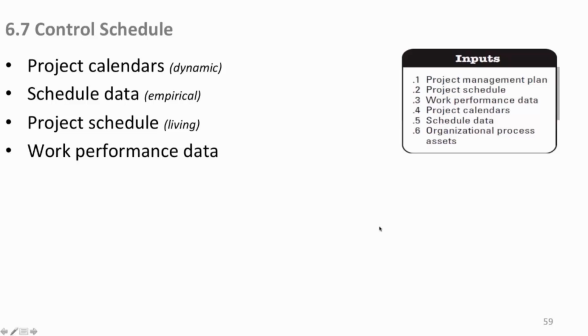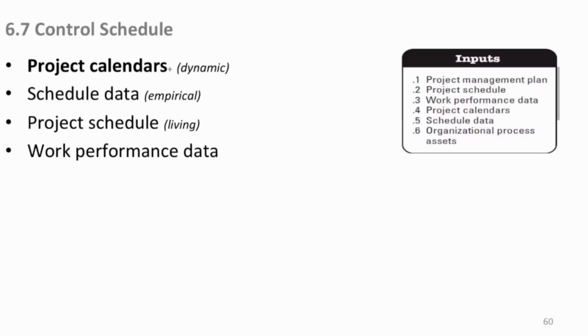So more detail on the inputs. Project calendars, they're dynamic, they change. There are inputs now, so we can monitor that. Scheduling data comes in. Again, it's your empirical raw data, but it's known, it's in your schedule. The project schedule is a living document. As we found out, it's not your baseline, it's living, it comes in.